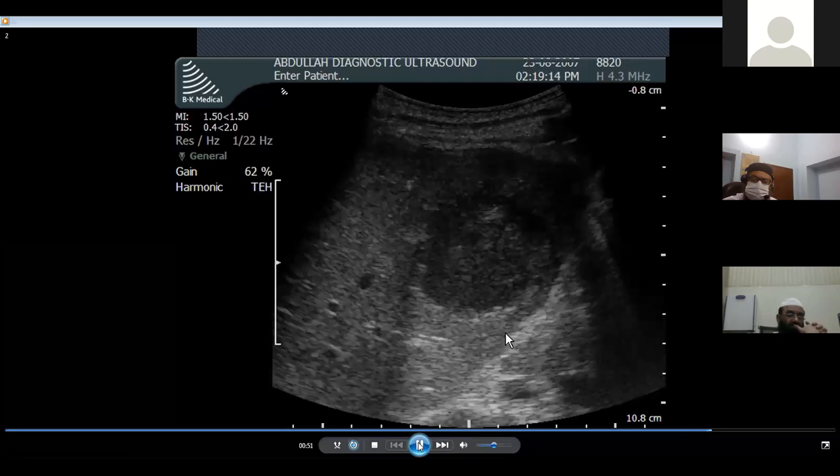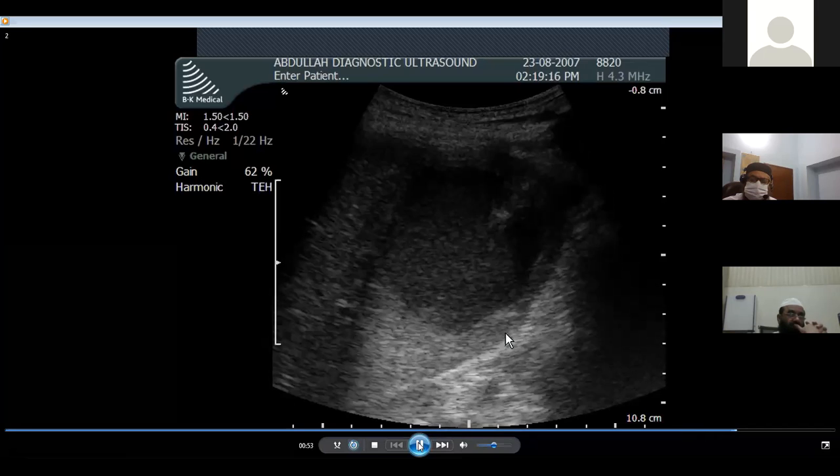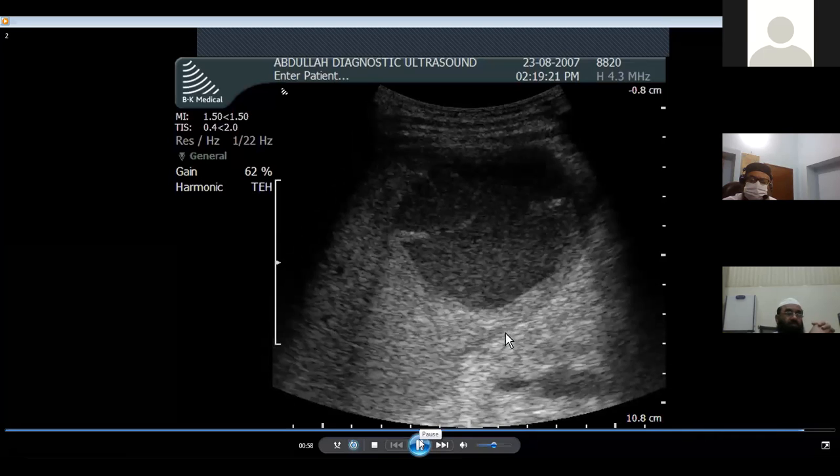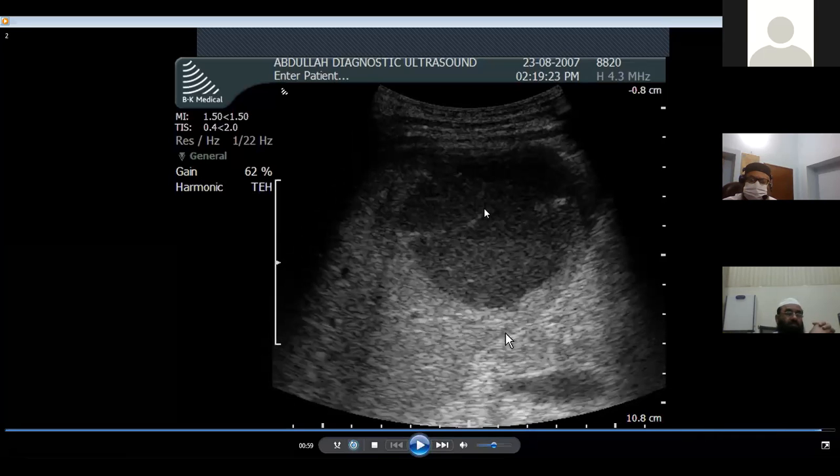There we are, an abscess in the liver. You can appreciate some blood vessels inside which are thrombosed. These blood vessels which are thrombosed, you can see the two walls of these vessels.